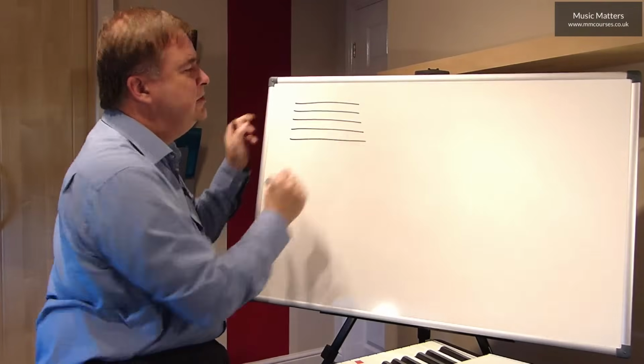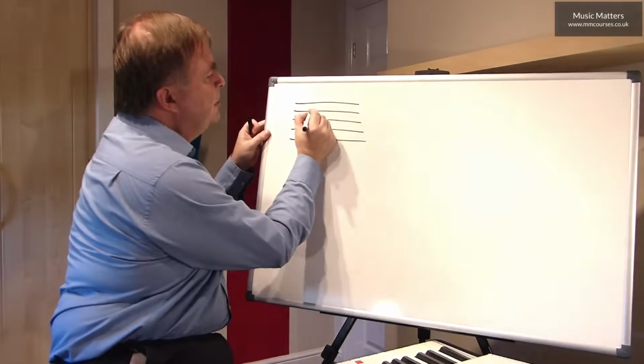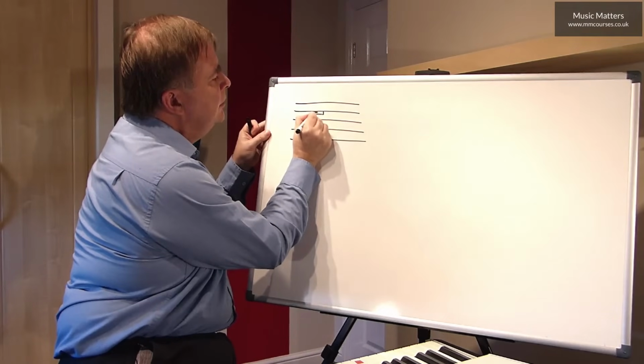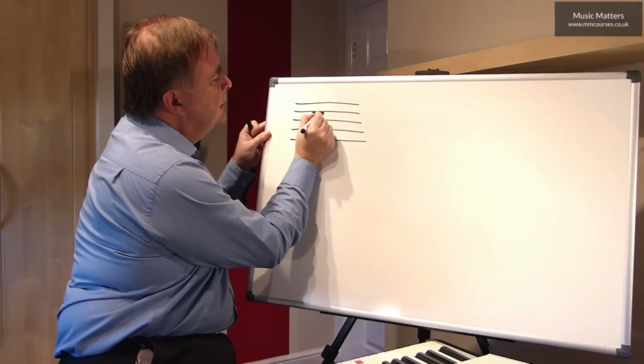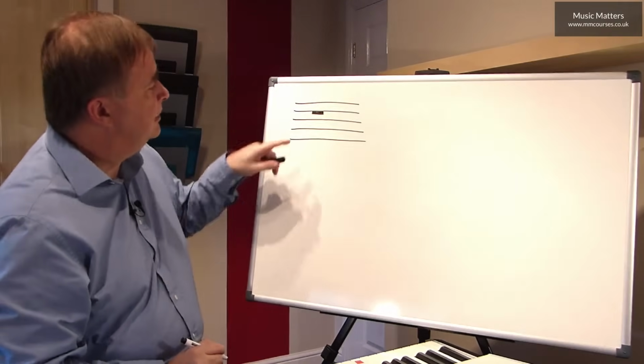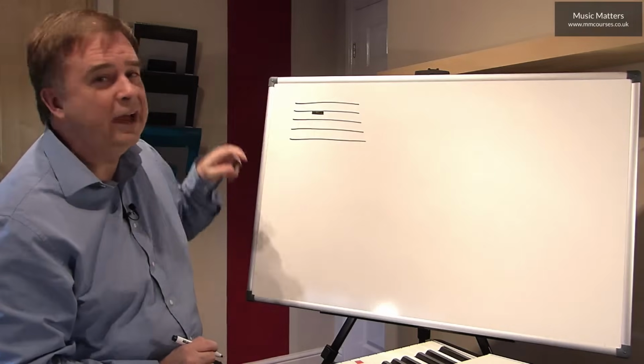Here are the five lines of music, and the semibreve rest looks like this. It's a little box that hangs down from the fourth line of the stave. One, two, three, four, five.